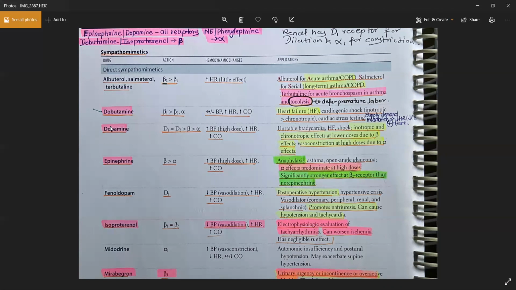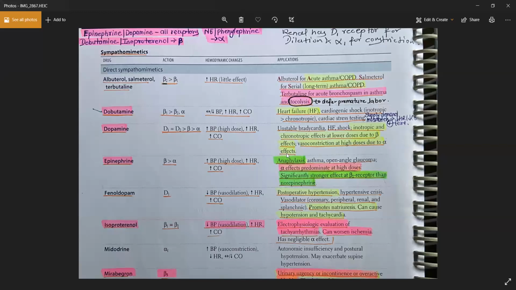You can use these agents for unstable bradycardia, in case of heart failure, in case of cardiogenic shock, because they have a positive inotropic as well as a chronotropic effect. And you will get vasoconstriction at a very high dose due to the alpha effect.